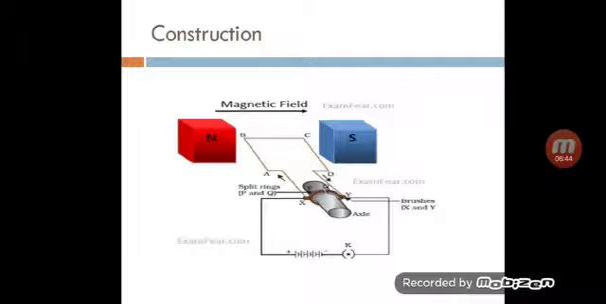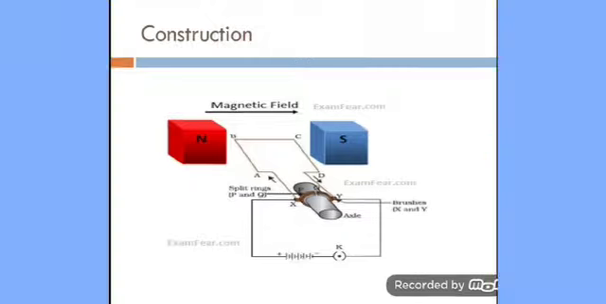Therefore, in the motor, the direction of the rotation of the coil depends upon two things. First is the direction of the flow of the current, and second is the direction of the magnetic field. This is the working of an electric motor. What we learned is that the force acts on AB and CD, due to which it is set into rotation and the electrical energy is converted into mechanical energy.